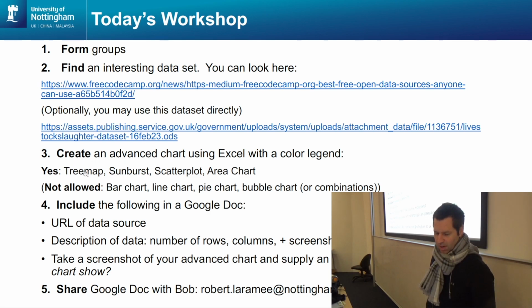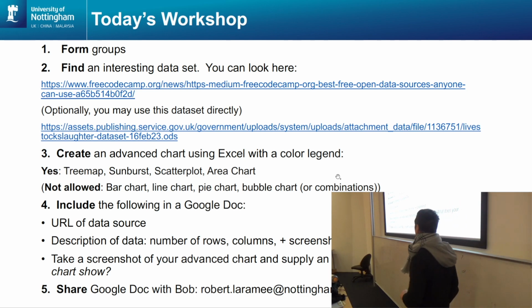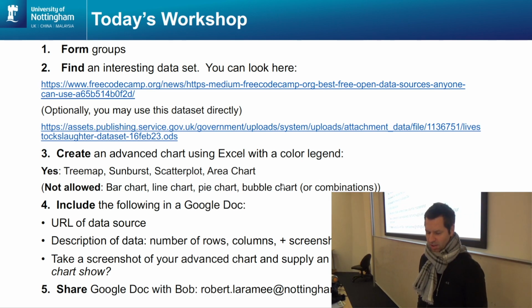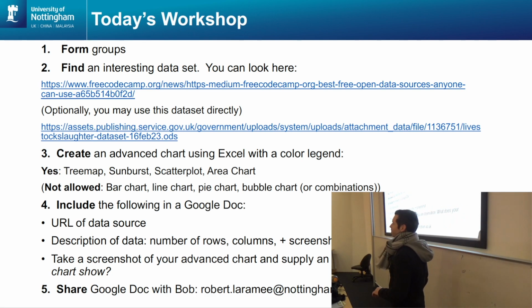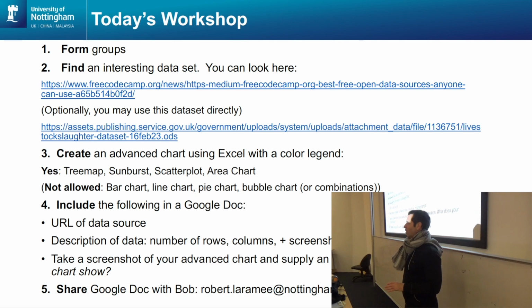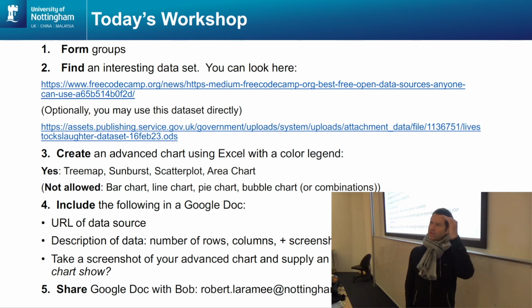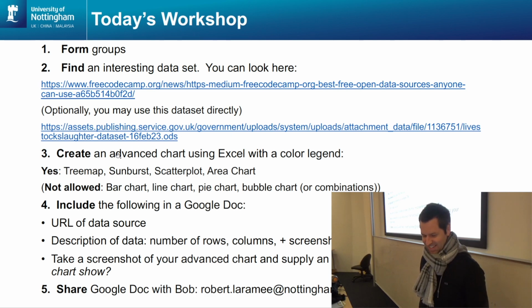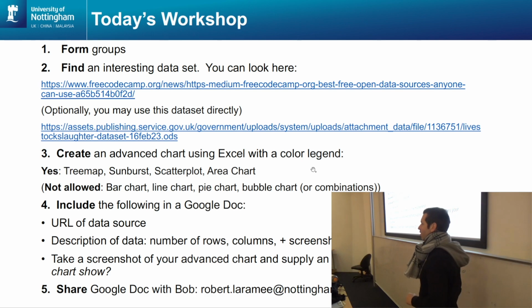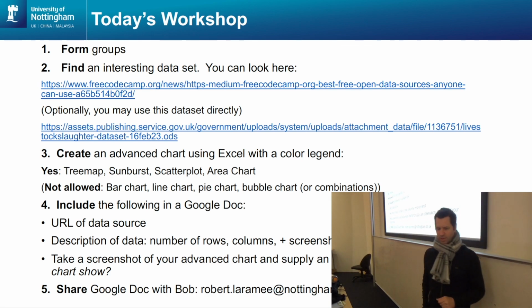So you can create, for example, a tree map, a sunburst chart, a scatter plot, or an area chart. What you're not allowed to create is a bar chart, line chart, pie chart, or bubble chart, or combinations thereof, right? Because a high school student can create those things, or even a junior high school student, a child can create those things. We want to evolve to adults. So create something more advanced. You can look at the other ones too. There are other options, but those are some of the options.